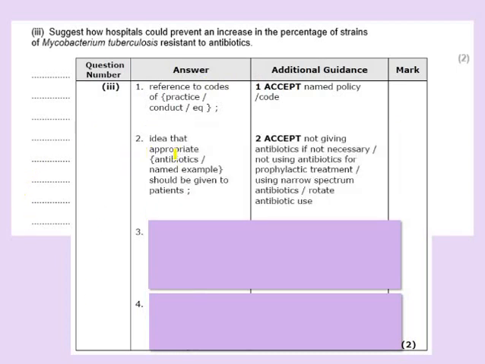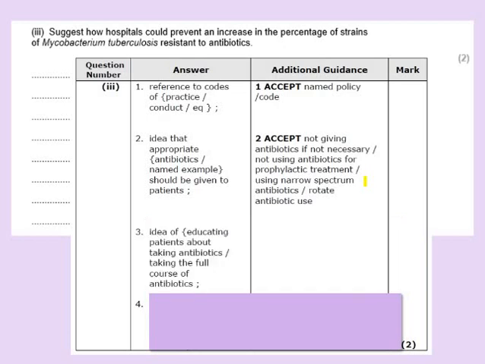The idea that appropriate antibiotics should be given to patients. This is the same as saying that you should not be giving antibiotics to patients if they are not necessary, or you should not be giving antibiotics to try to prevent disease. You should be using antibiotics only when they are absolutely necessary and for the correct infection.